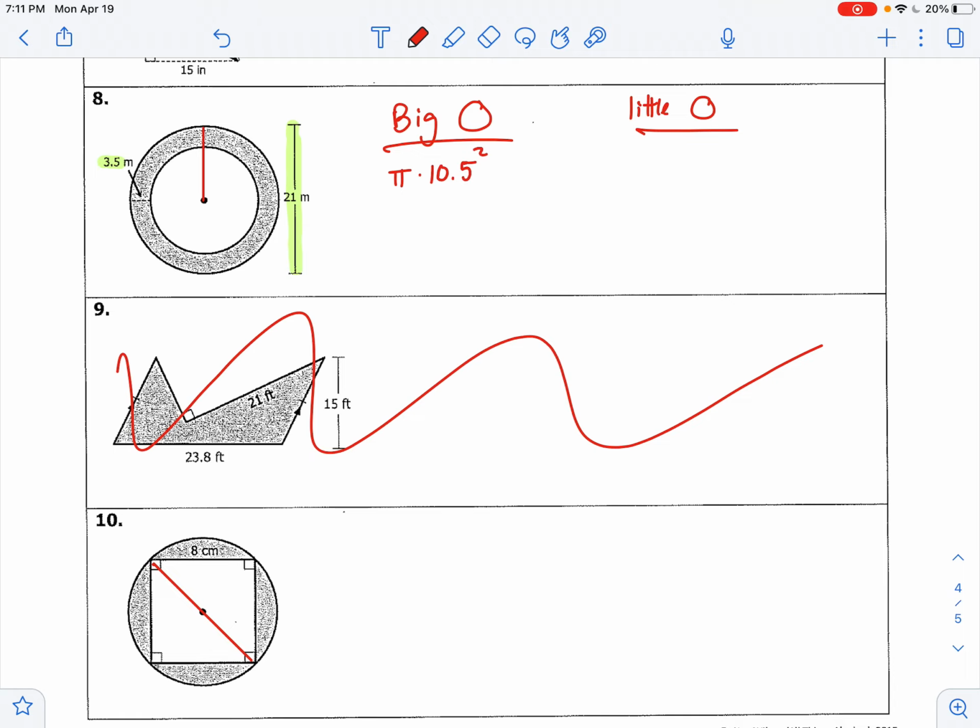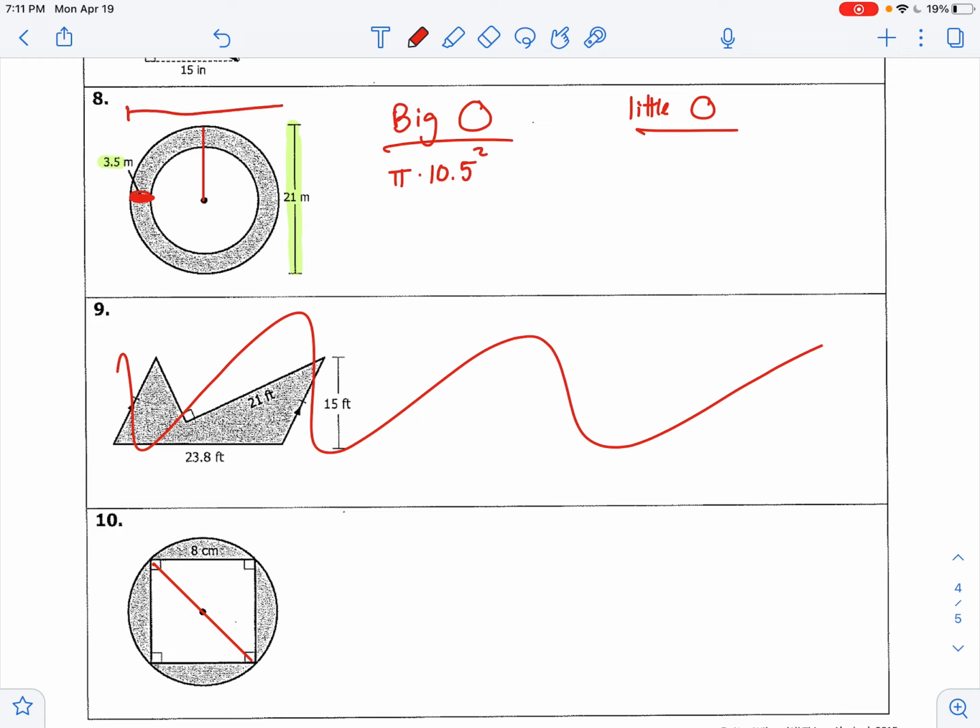All right, this is where it gets a little bit trickier. I'm taking 3.5 meters to go from the edge of the big circle to the edge of the small circle. So there's 3.5 meters there.